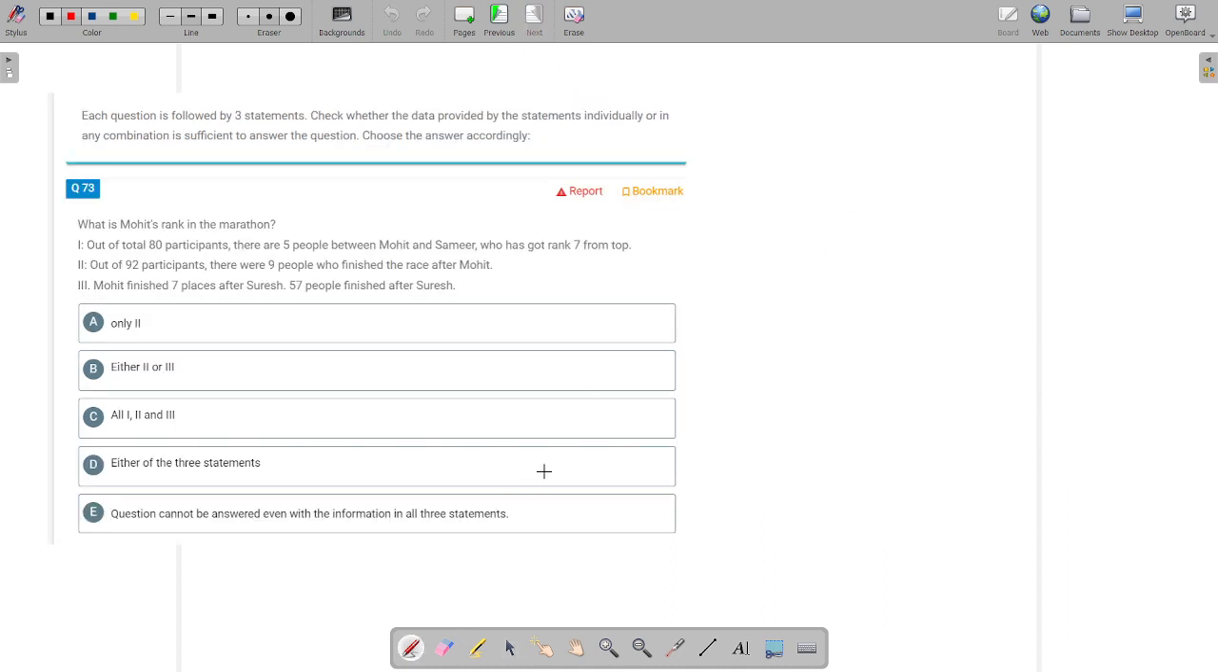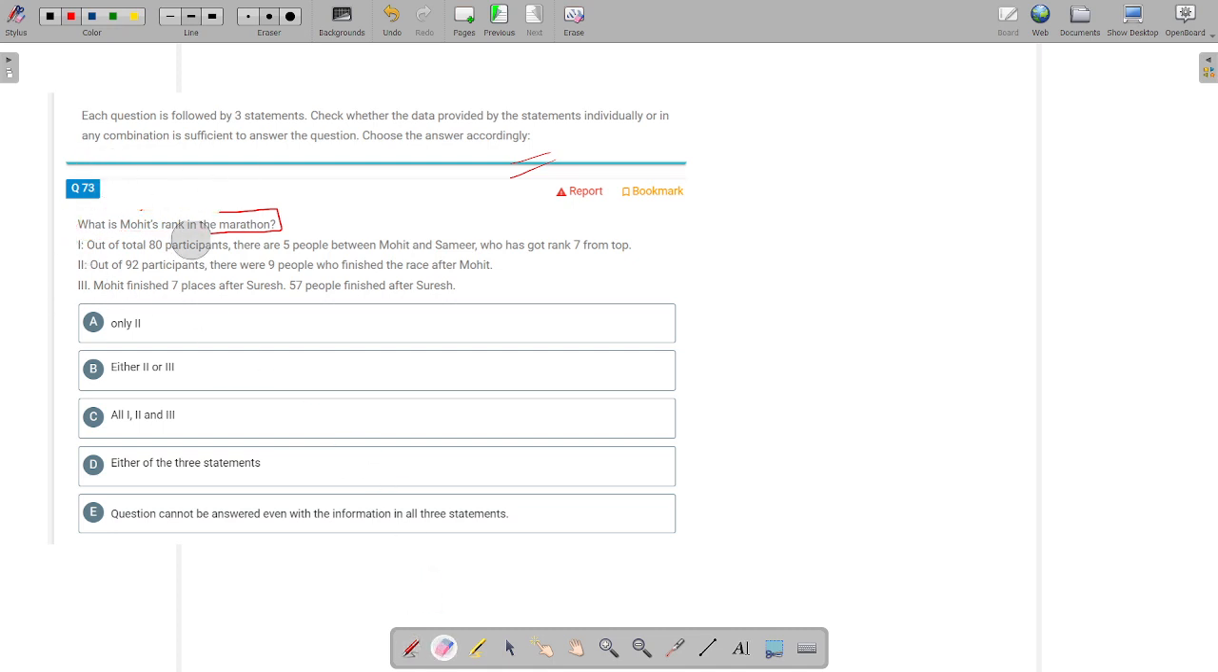Last one, this is also a good question. Each question is followed by 3 statements. Check whether the data provided by the statements individually or in combination is sufficient to answer. Choose the answer accordingly. What is Mohit's rank in the marathon? So our aim is to find Mohit's rank in the marathon. With what points are we able to determine?